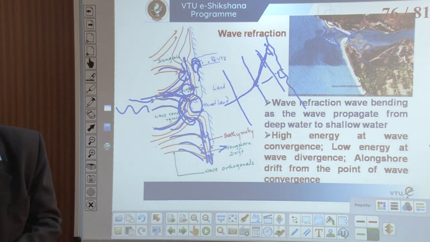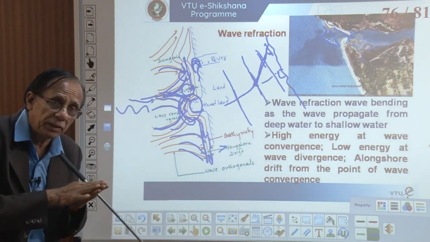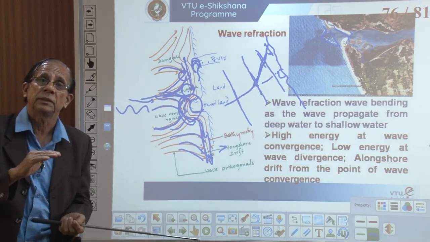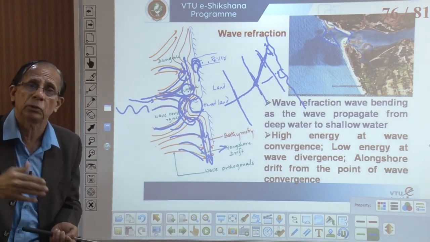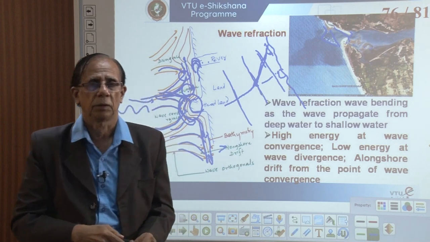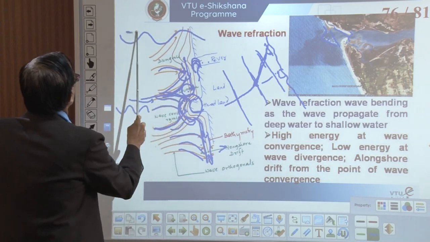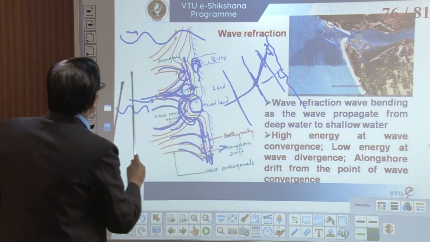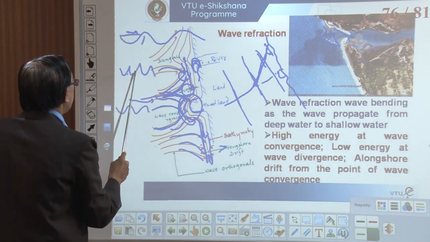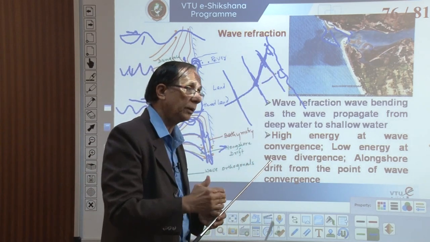In this process, what happens? They interact. They undergo friction with the bottom topography. When there is friction with the bottom topography, there is a change in wave modification, not only the direction, their speed and period also change. Waves start growing. This is the wavelength, and it decreases as they come to shallow water, and it becomes like this. It means wavelength decreases and wave height increases. Wavelength decreases, and wave period therefore changes.